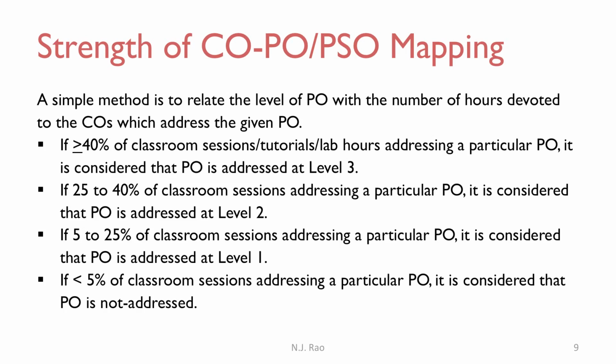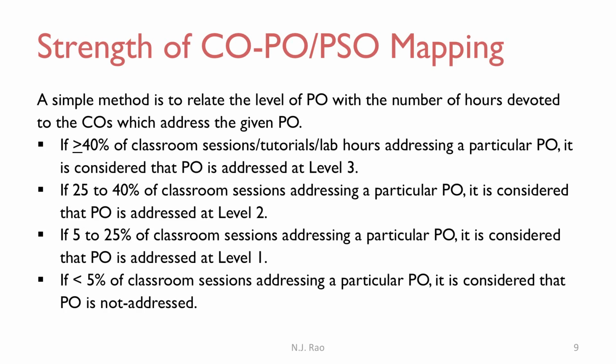For example, we said if more than 40% of classroom sessions, tutorials or lab hours address a particular PO, we consider that PO is addressed at level 3. The 40% is a kind of mutual consent, but you can make it 50%, you can make it 60% as well.